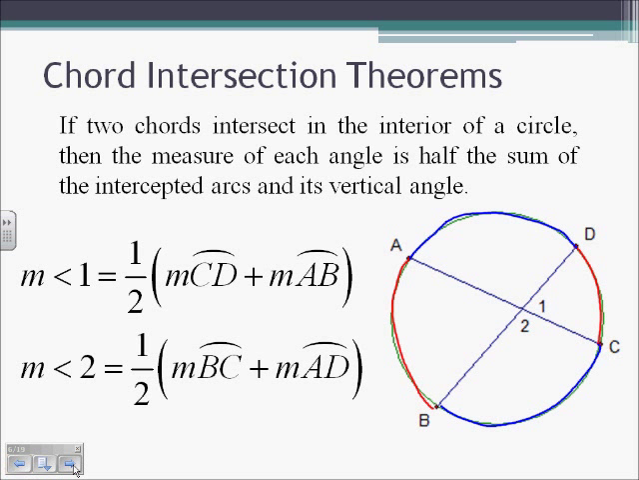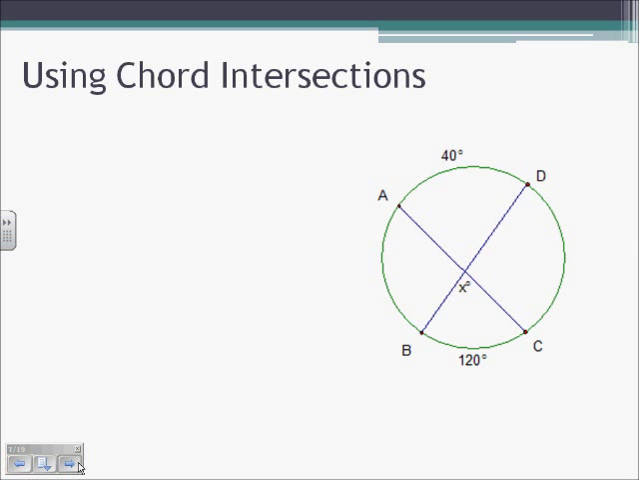The one thing we can notice about the two blue arcs and the two red arcs is that the sum of those needs to add up to 360 because it covers the whole circle. So if we know the two blue arcs, we can find the sum of the red arcs without knowing each of the individual arcs themselves. So here we can use that to find x.